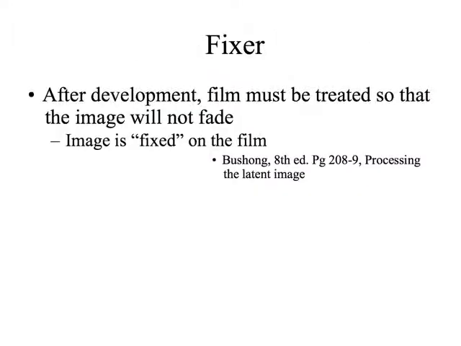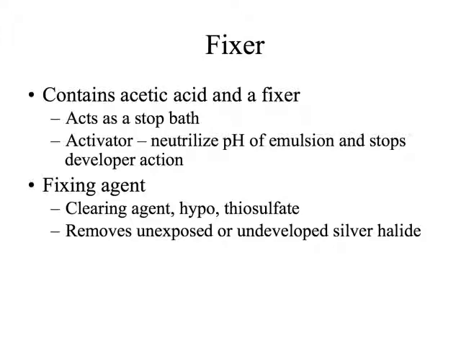Fixer. So we've moved out of the developer tank into the fixer tank. After the development, film has to be treated so the image will not fade. Otherwise, it'll just continue to develop until it's a piece of charcoal, right? So in this sense, the image is fixed on the film by the fixer. It's going to contain an acetic acid and a fixer. So where the developer was more alkaline, now the fixer is going to be more acidic, right?